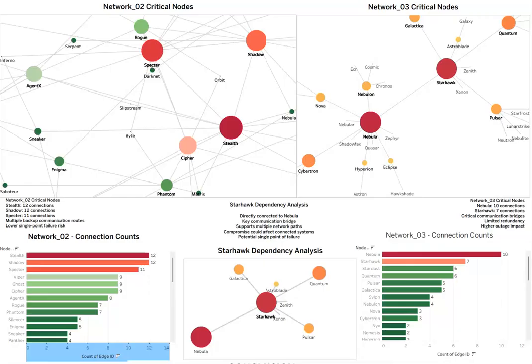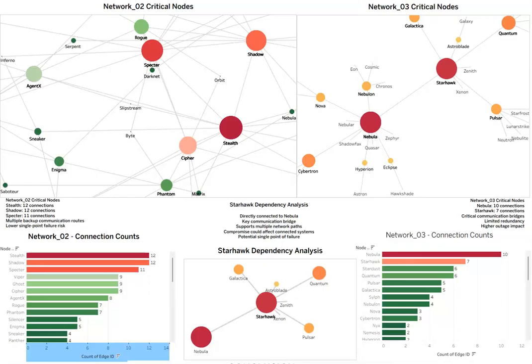The connection count chart supports these findings. Stealth and Shadow each maintain 12 direct connections, while Spectre maintains 11. For Network 3, Nebula has 10 connections and Starhawk has 7. Although Network 3 has fewer connections overall, these connections are concentrated around a small number of systems.